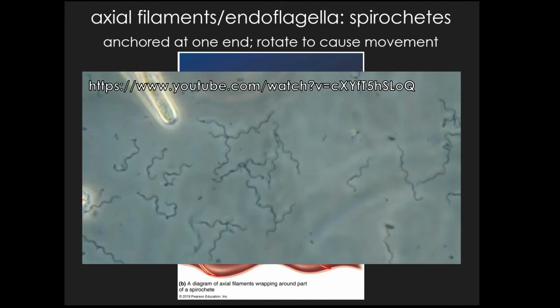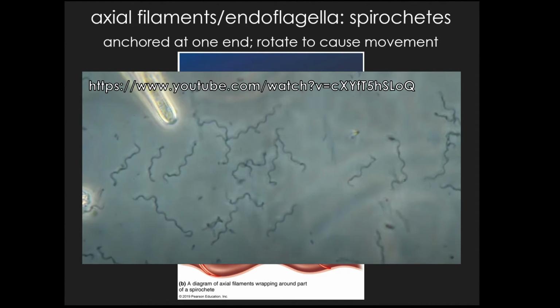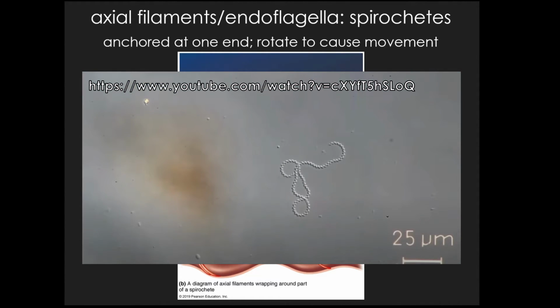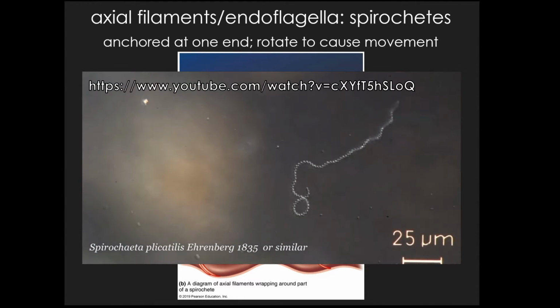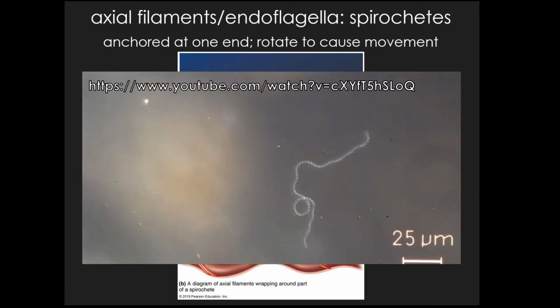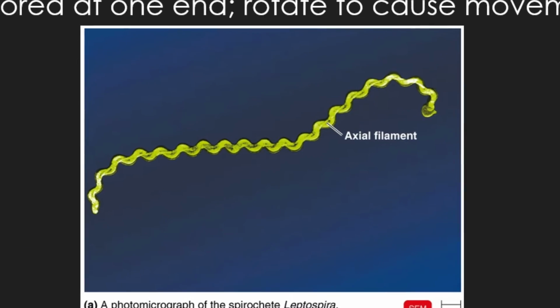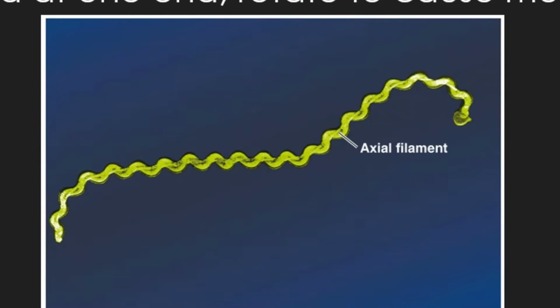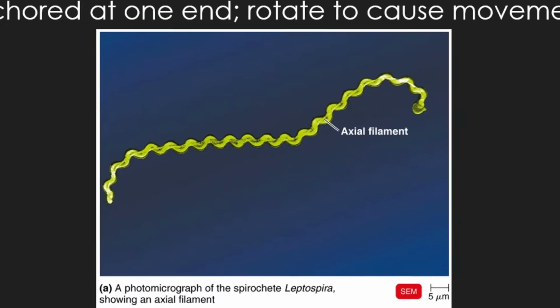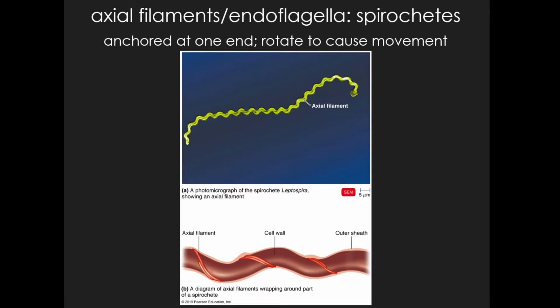So these are special, and these exist in spirochetes, and that's one of the ways that you can tell the difference between the spirochete and the spirilla, is that you can see in this scanning electron micrograph the axial filament running the length of the cell. So that's one more interesting, unique thing about these guys.